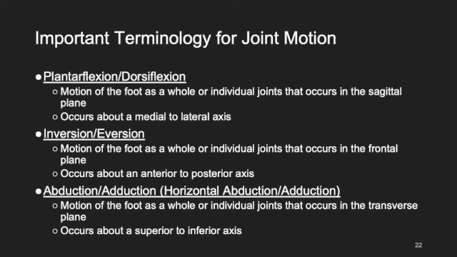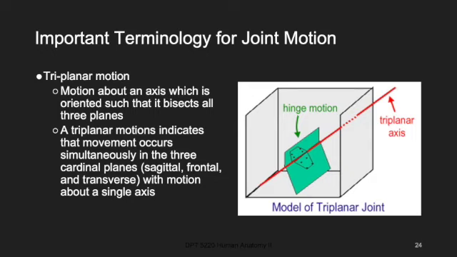Now, big thing to note here, when we talk about joint motion at the ankle, triplanar motion, this is where the terms supination and pronation come in. The reason we have a triplanar motion is because the axis, and this is very similar to what we saw at the elbow, if you remember that from last semester, is not straight.